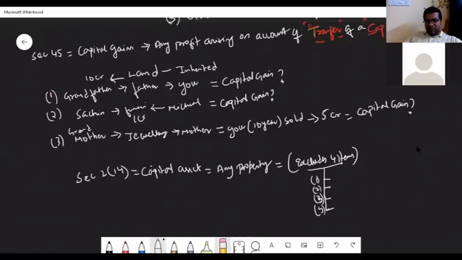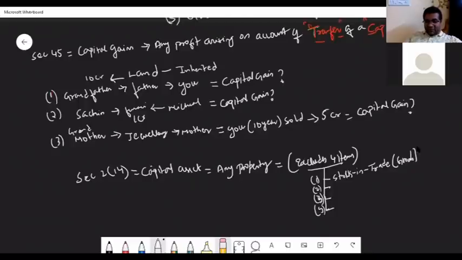Item number one, stock in trade. Stock in trade is nothing but goods held in business for the purpose of trading, also known as inventory in business language. So stock in trade cannot be a capital asset. For example, if you are doing business of laptops and computers, every time you buy and sell your goods, laptop or computer in this case, that will be considered as income from business.